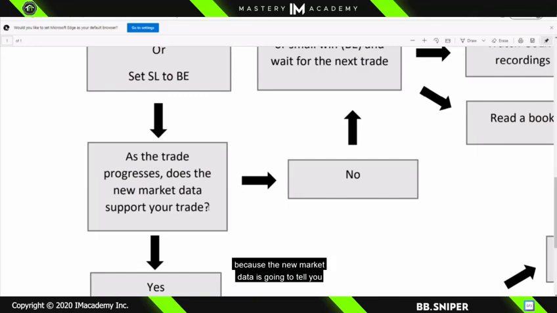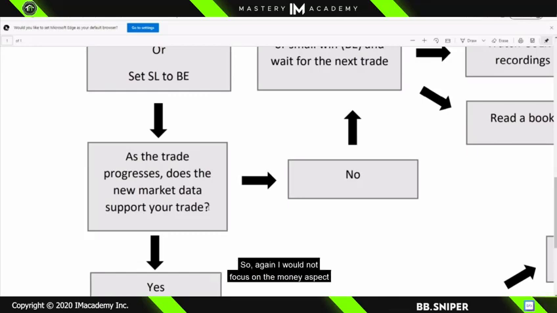Because the new market data is going to tell you to either put your stop loss at break even, or hold the trade, or maybe that I should get out even though it's not at my original take profit, because conditions change. I don't think this is a good trade, I'll just pull out with the profit that I have. You won't get to that point if you're just looking at the blue or looking at the red.